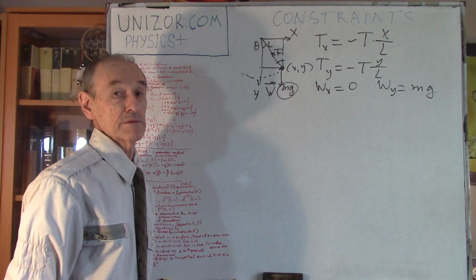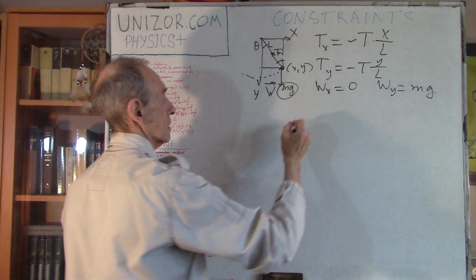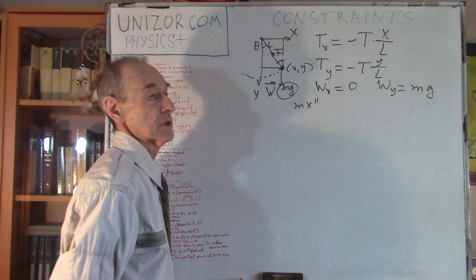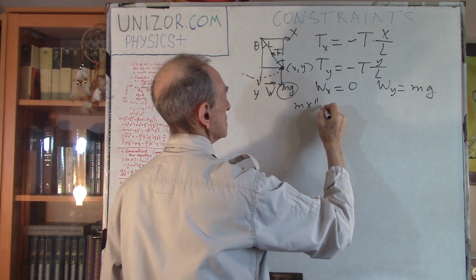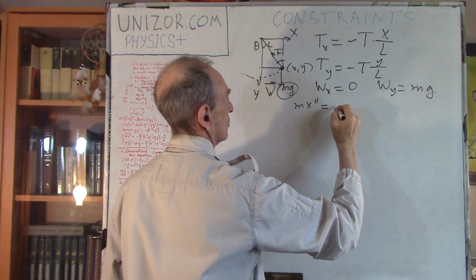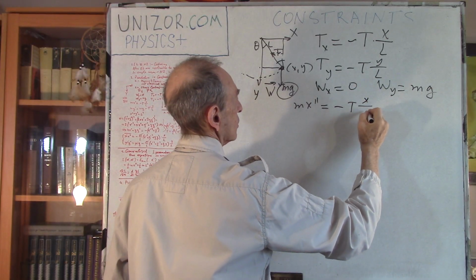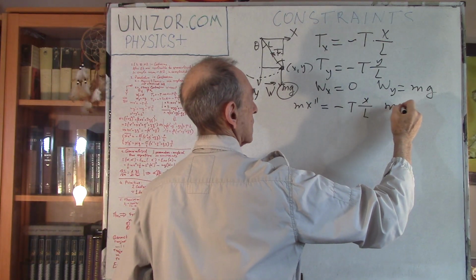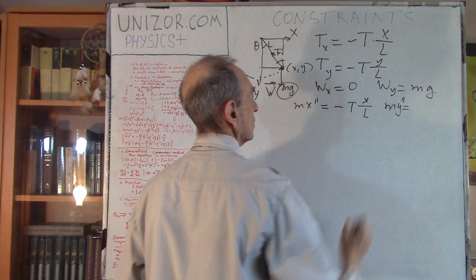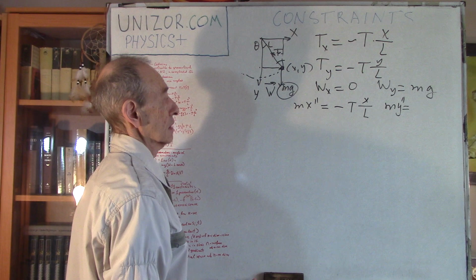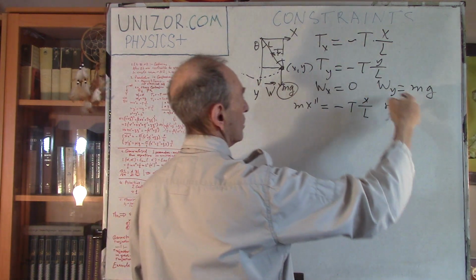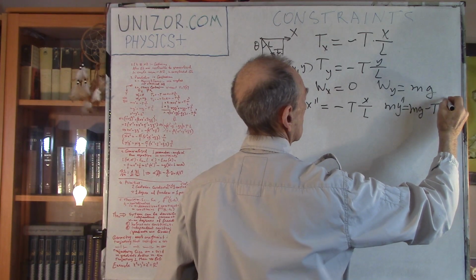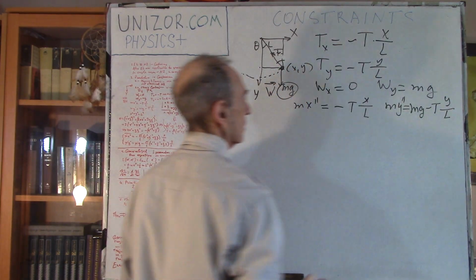So now we have very simple equations. m x double derivative by time is equal to minus T x over L. L is a constant. And m y double derivative by time, which is acceleration, is equal to the sum of these, which is mg minus T y divided by L.